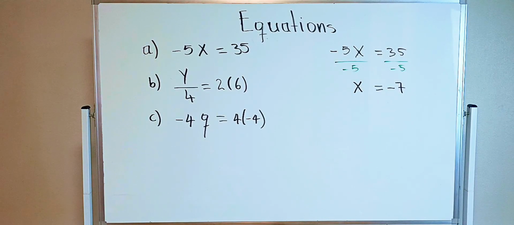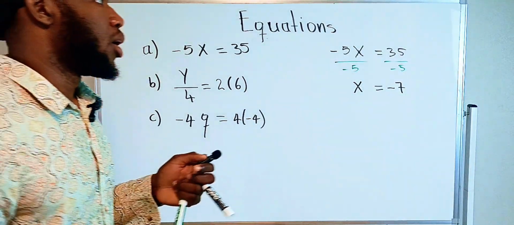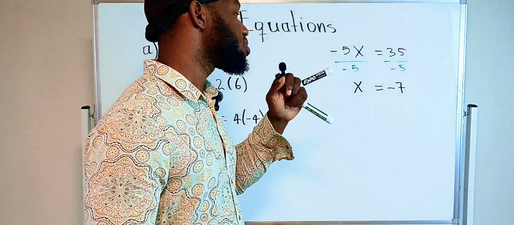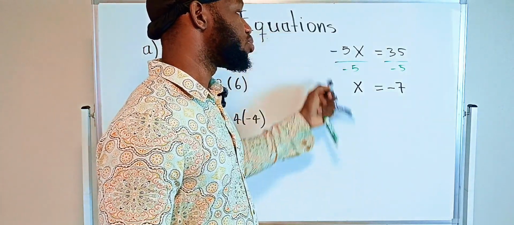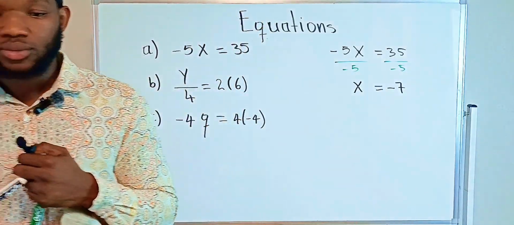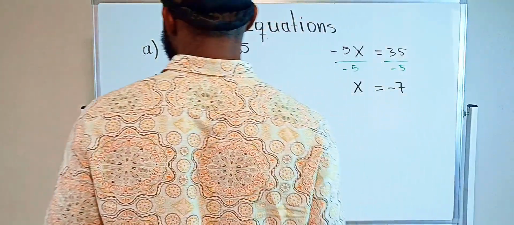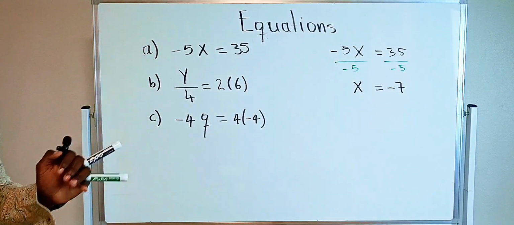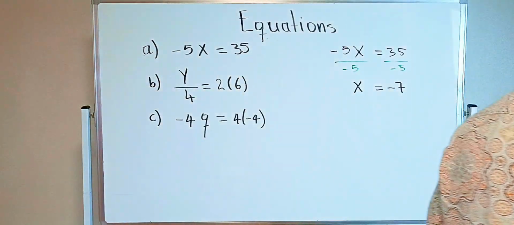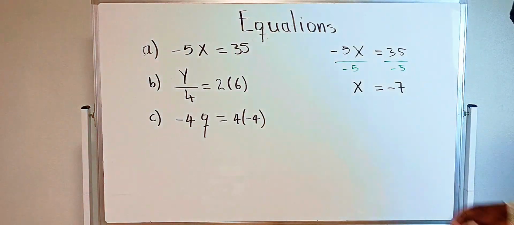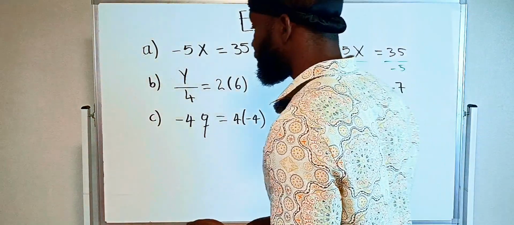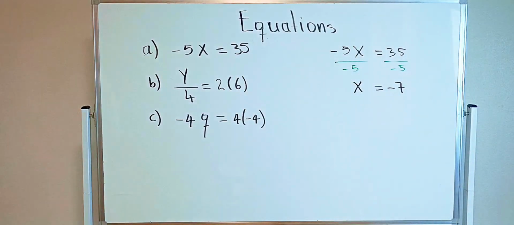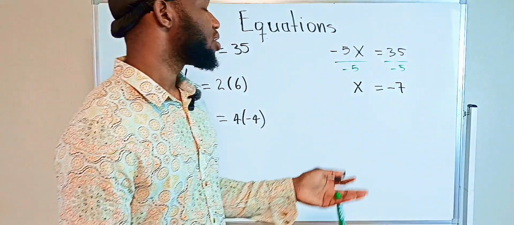We isolate the variable. We use this property, a multiplication property, in order to solve it. That means we just divide both sides by -5 in order to get rid of the -5 in front of the x, so we can get the answer, which is -7.